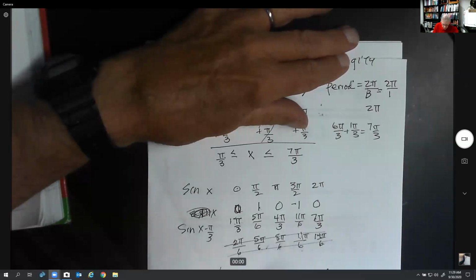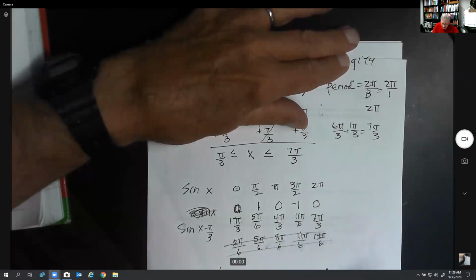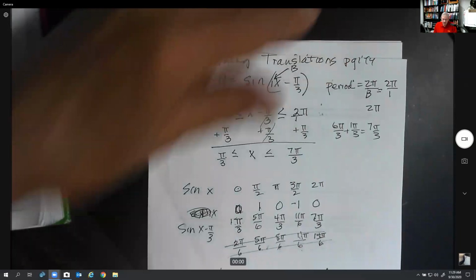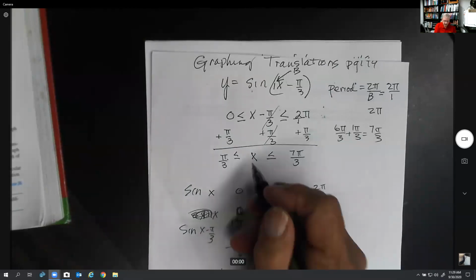Okay, so we can label these. You could put 2 pi over 6, but we'll put pi over 3, 5 pi over 6, 8 pi over 6, or reduce it to 4 pi over 3, 11 pi over 6, and 14 pi over 6, which is 7 pi over 3. So that's how they're usually written in the book. Now, what about the sine function? Let's look at these values.